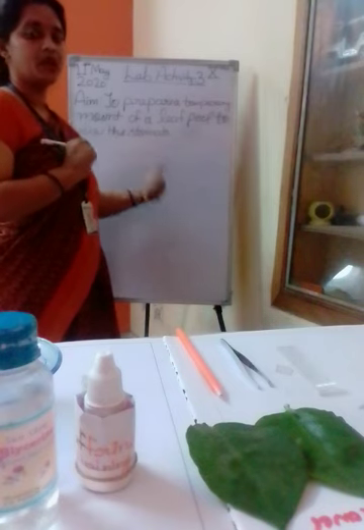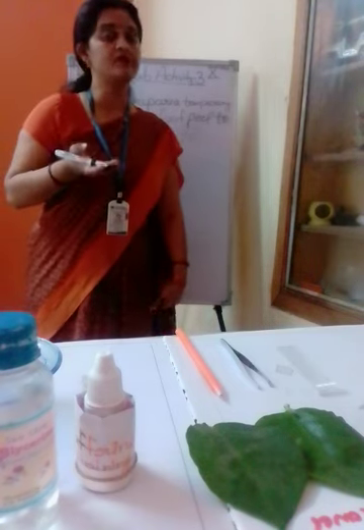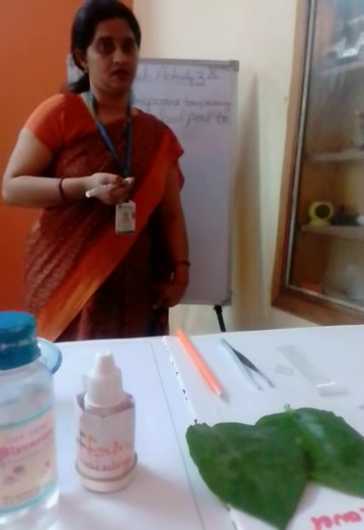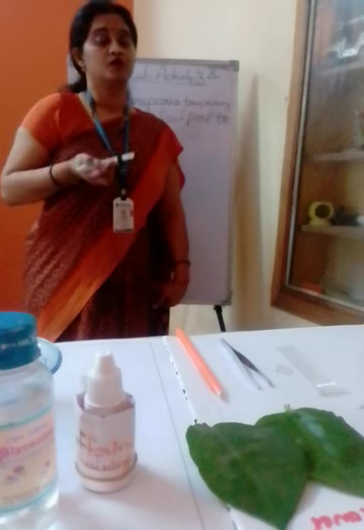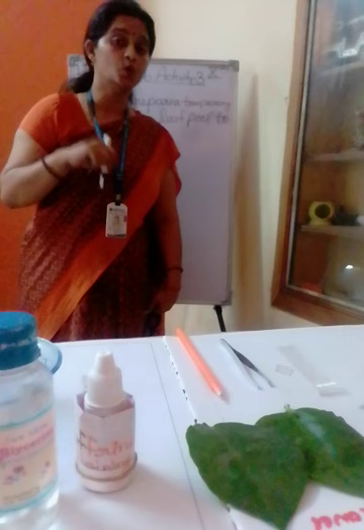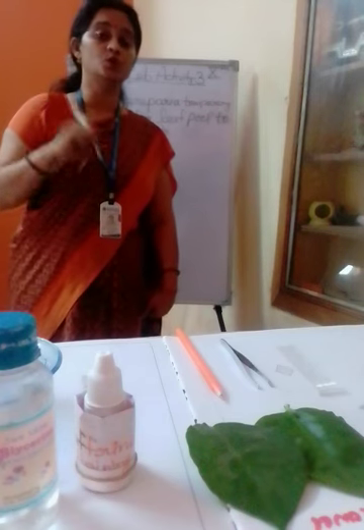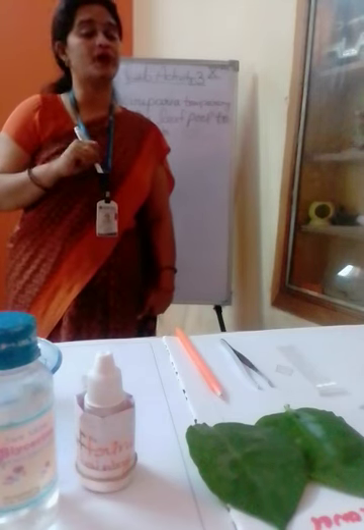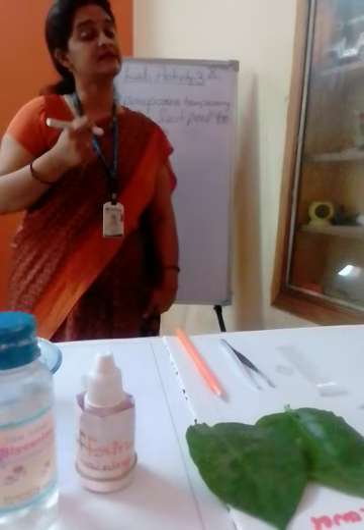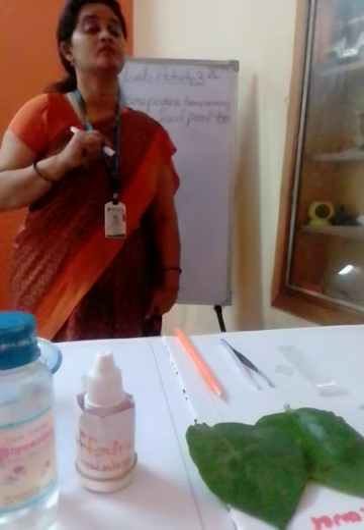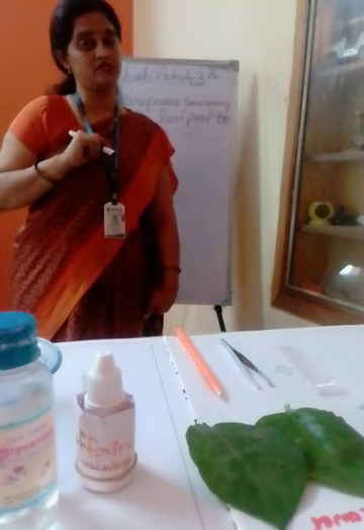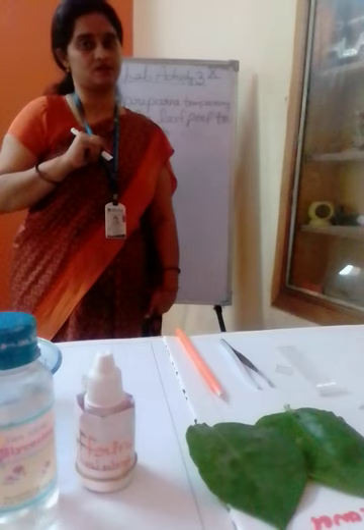Understand that? In my previous videos we have discussed two activities. The first activity is to describe the different parts and structures of a flower. The second activity we have done is to prove that light is a very important factor for photosynthesis.